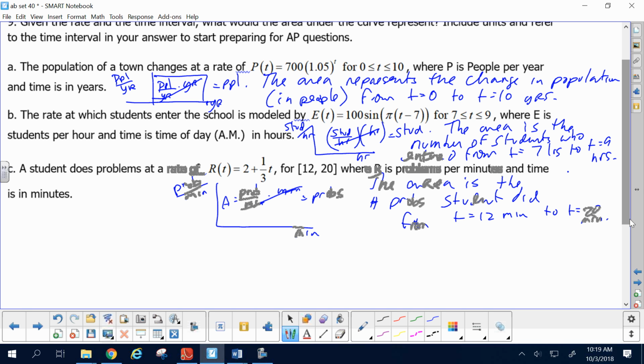But for now, area is change. If you're totally just blown away, then good, that's calculus. But come in 7th hour, and I will help you. Have a good day.